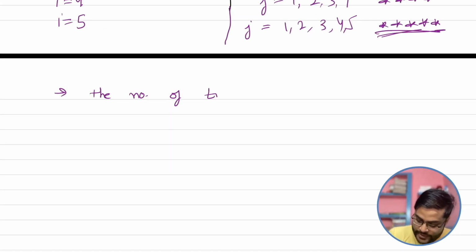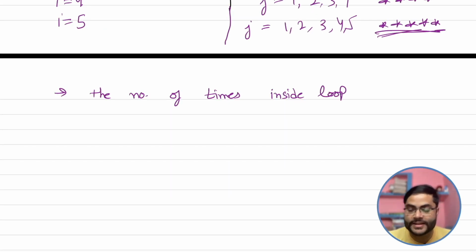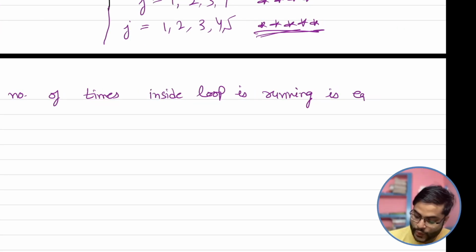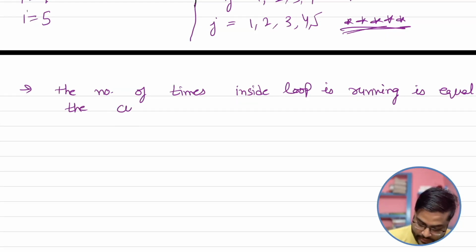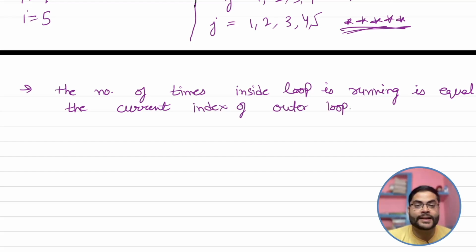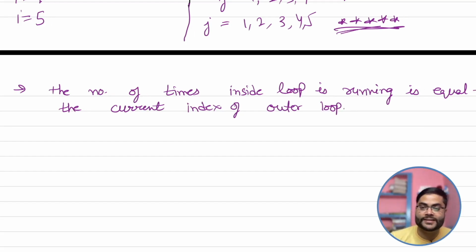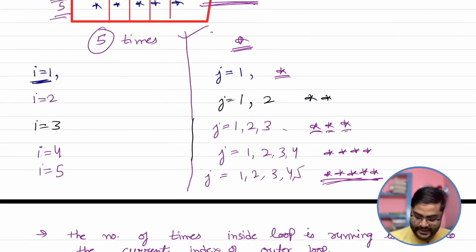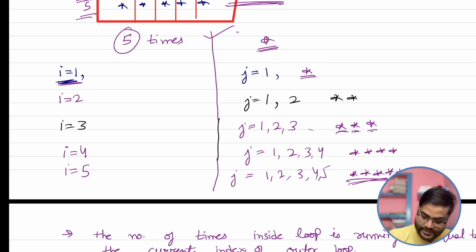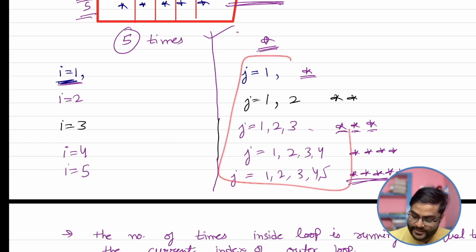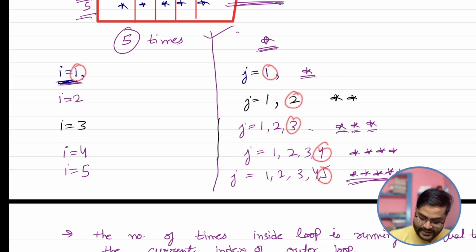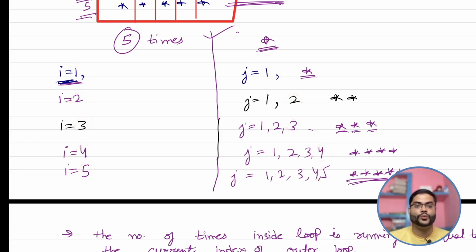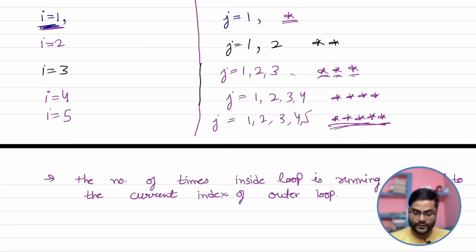The number of times the inside loop is running is equal to the current index of the outer loop, right? I will repeat: the number of times the inside loop is running is equal to the current index of the outer loop. What is the current index? This is our current index. Let's try to code it in our VS Code.